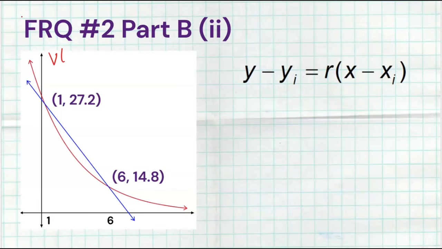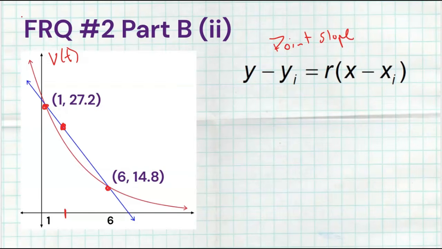That is our V of t. And then I drew the secant line that's connecting the 2 points, (1, 27.2) and (6, 14.8). And if I want to use that blue secant line to make a prediction for year 3, which is maybe right around here somewhere, I'm going to need to find the equation of that secant line. So how do you find the equation of a line? Boy, I love point slope form, and you should too.